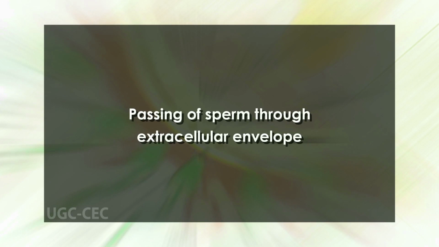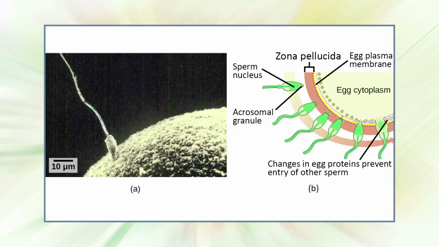Second, the exocytosis of the acrosomal vesicle to release its enzymes. Third, the binding of the sperm to the extracellular envelope of the egg. Fourth, passing of the sperm through the extracellular envelope. Fifth, fusion of the egg and sperm cell plasma membranes. Recognition of the sperm by the vitelline envelope or zona pellucida is followed by the lysis of that portion of the envelope or zona pellucida in the region of the sperm head by the acrosomal enzymes. This lysis is followed by the fusion of the sperm plasma membrane with the egg.